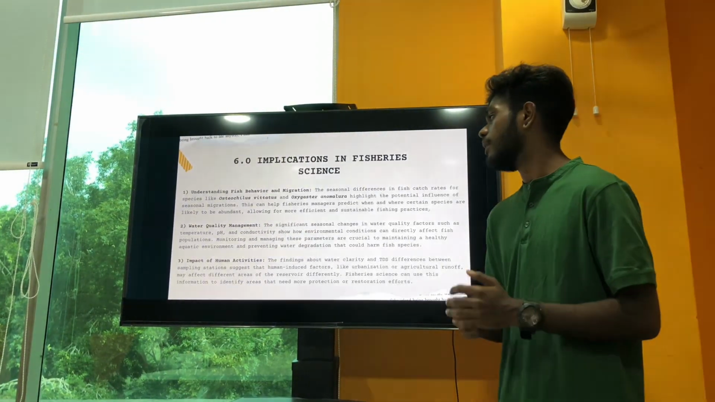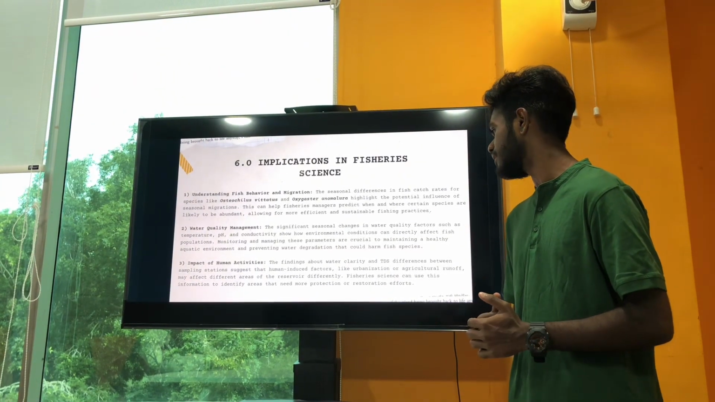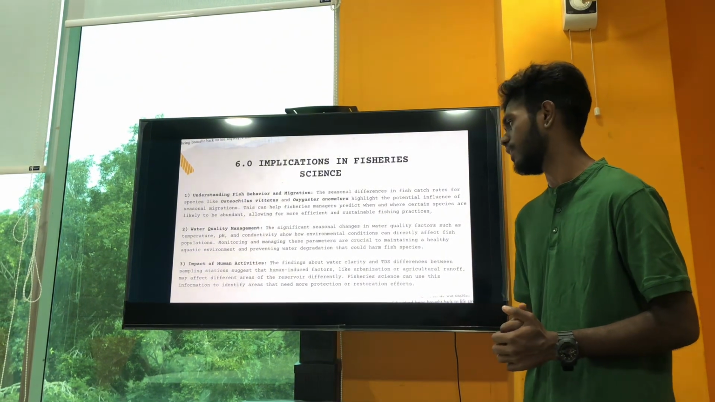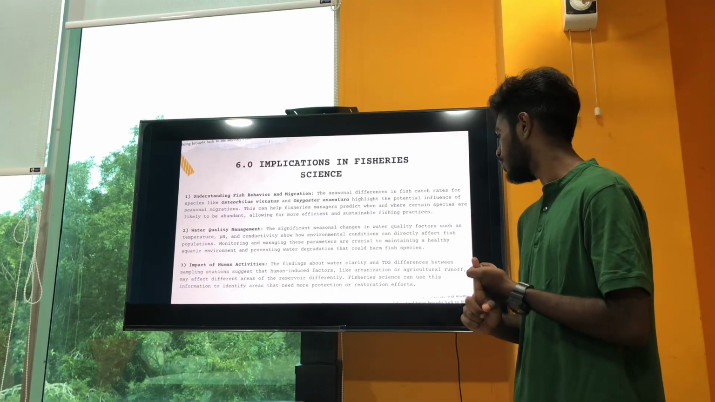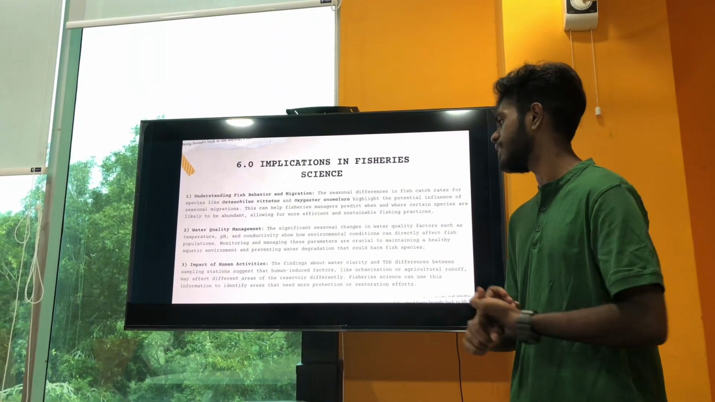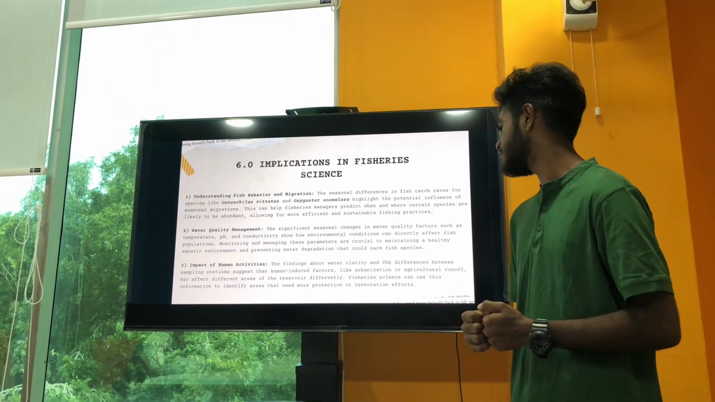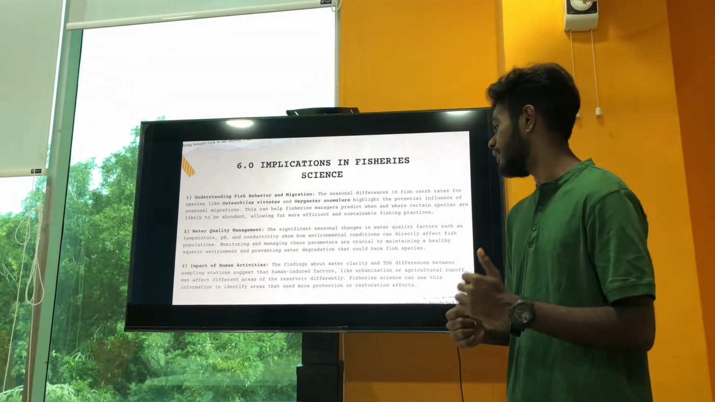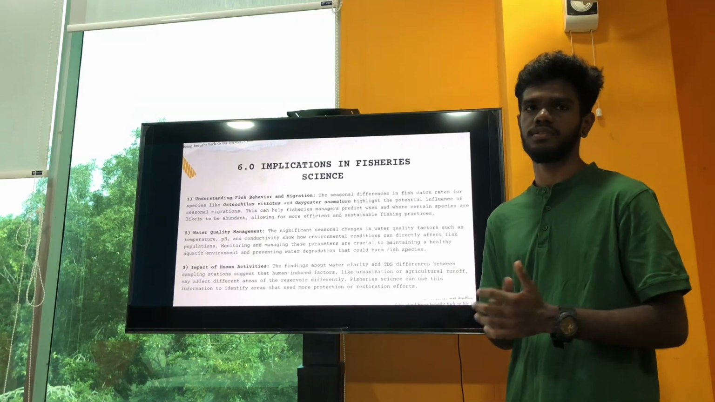For the third, impact of human activities. The findings about water clarity and TDS differences between sampling stations suggest that human-induced factors like urbanization or agricultural runoff may affect different areas of the reservoir differently. Fishery science can use this information to identify areas that need more protection or restoration efforts.